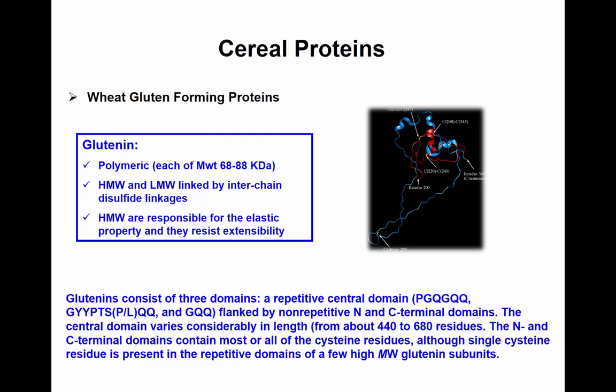And then you have the tyrosine, threonine, serine, but anyway, these are repetitive domains within the center of the molecule, and the length varies from 440 to 680 residues. That's what differentiates high molecular weight versus low molecular weight, how big or large that repetitive central domain is. What is characteristic about it, like I mentioned earlier, is that the N and C terminal domains contain most or all of the cysteine residues. So they are in the terminal ends, with only a single cysteine in the repetitive domain.